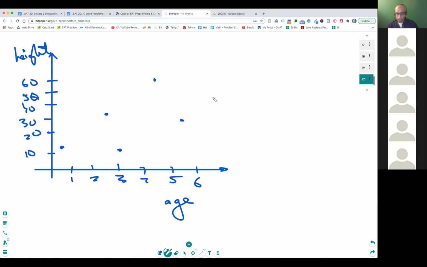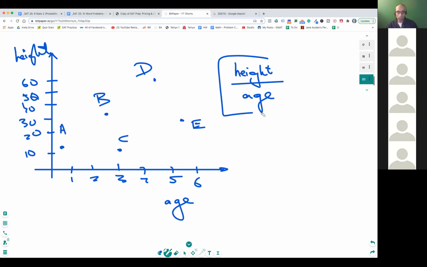And now they're asking you which point here, different A, B, C, D, E, what is the ratio height over age, right? Height over age. Which point, A, B, C, D, or E, has the highest ratio, height over age? The ratio is height over age. So how do you find that?